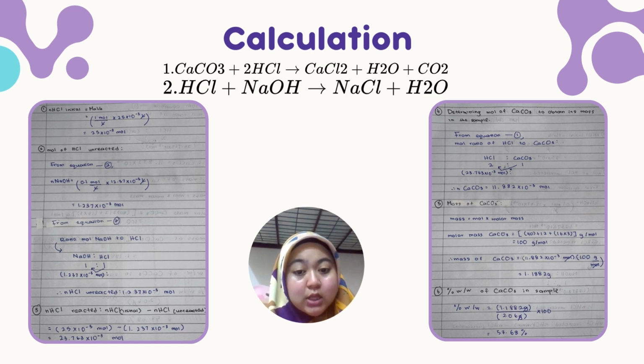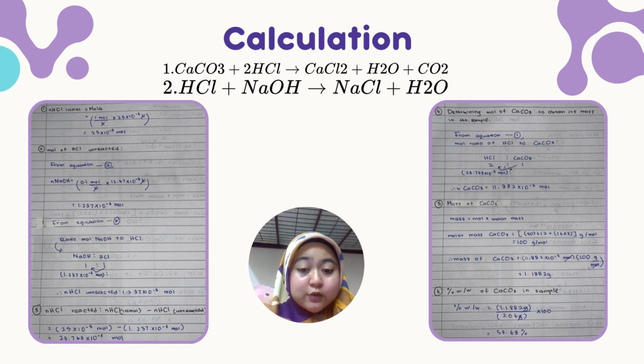After that, we need to determine mole of CaCO3 to obtain its mass in the sample. So now we use equation 1. We can make a ratio of HCl to CaCO3. So the ratio is 2 HCl equal to 1 mole of CaCO3. Our mole HCl is 23.763 times 10 to the power of negative 3. We need to divide by 2. So mole of CaCO3 equal to 11.882 times 10 to the power of negative 3 mole.